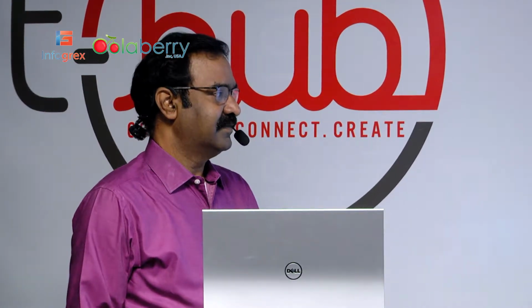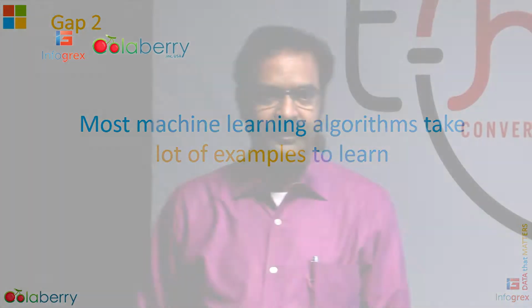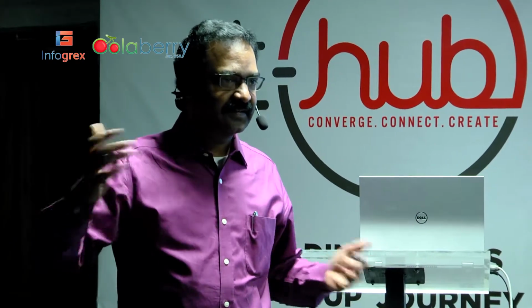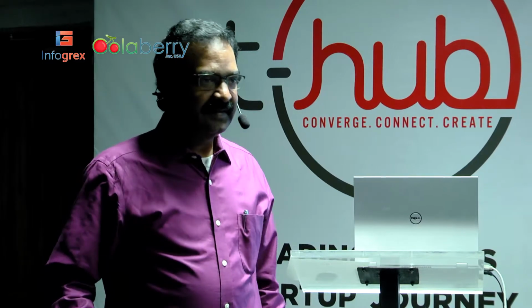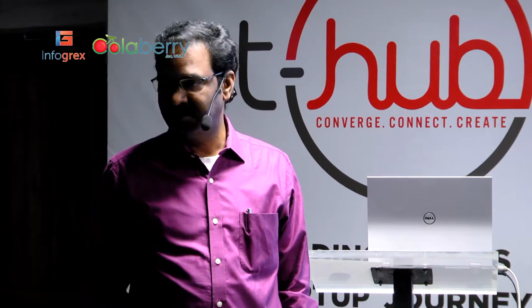This is gap number 2. Most machine learning algorithms take a lot of examples to learn. Say in a global warming situation, you want to do research and find some information, but every year of data, if you summarize it, gives only one data record. In such cases, I have to wait for 20 or 30 years of data to accumulate, then decide how global warming is moving. But by that time your algorithm is of no use, right?